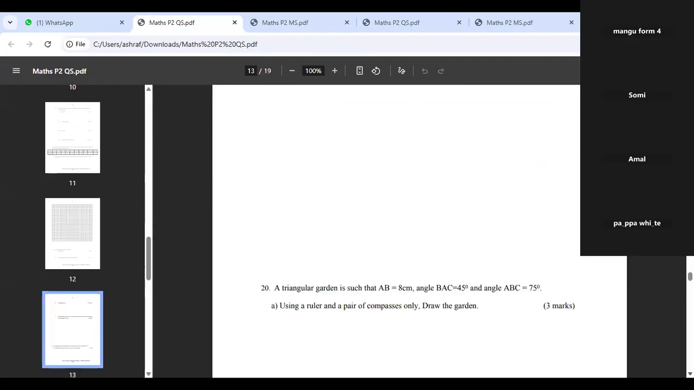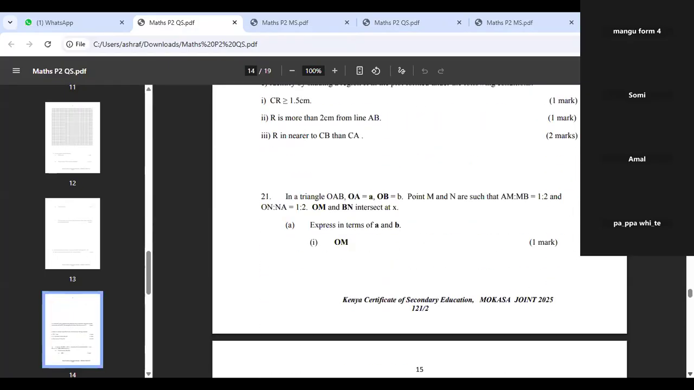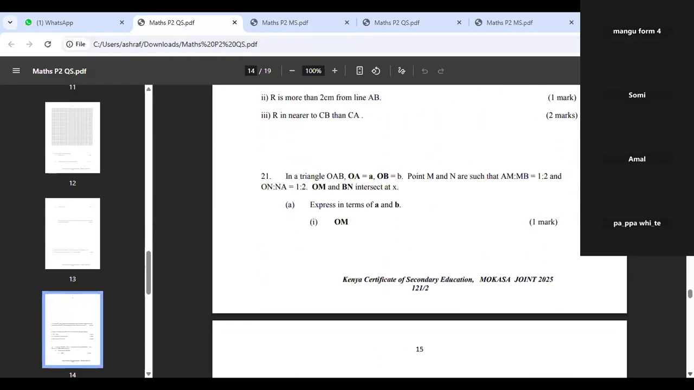Vectors. For the vectors, you have to work it out, so that it's easier to understand if you write. So we just write and share the answers. We're given triangle OAB. We're given the vectors OA and OB. Then you're given points M and N such that AM to MB is 1 to 2 and ON to NA is also 1 to 2. Then OM and BN intersect at X.